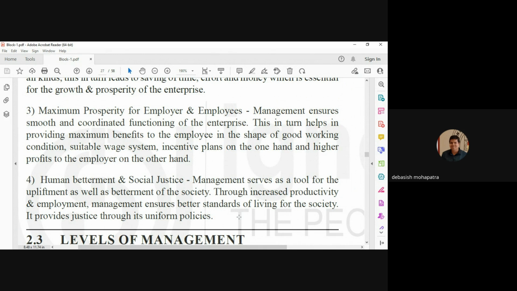Then, human betterment and social justice. Management should look into that, that is, social justice to the people, and humans getting betterment.